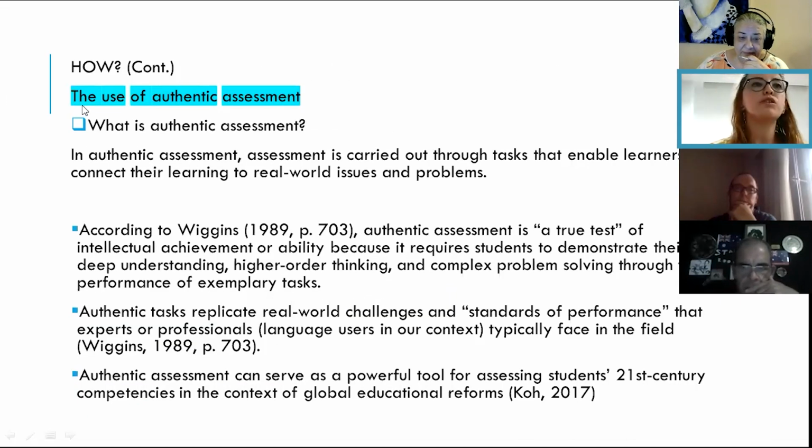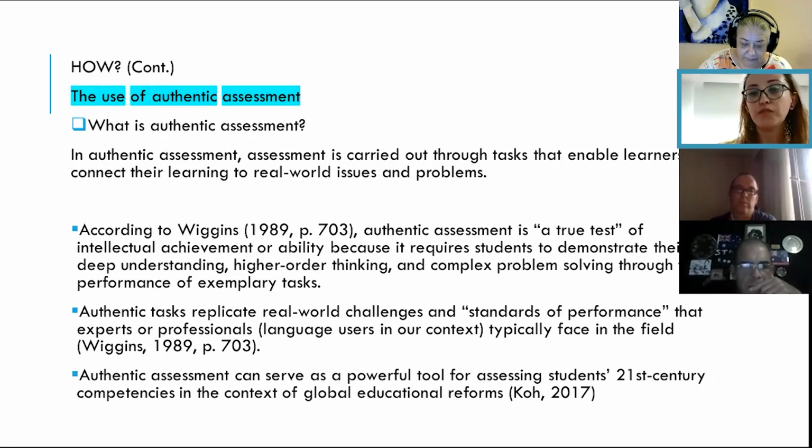Now, I want to go deeper into the use of authentic assessment, what teachers think about it, and what teachers do for authentic assessment, and I asked them some questions in the interviews. Before that, maybe we need to remember what authentic assessment is. So I have included some definitions here. In authentic assessment, assessment is carried out through tasks that enable learners to connect their learning to real-world issues and problems.